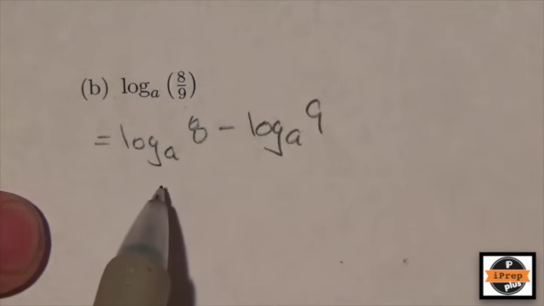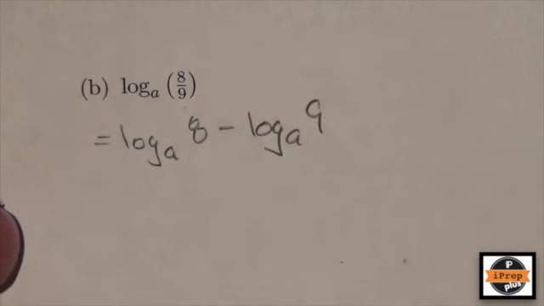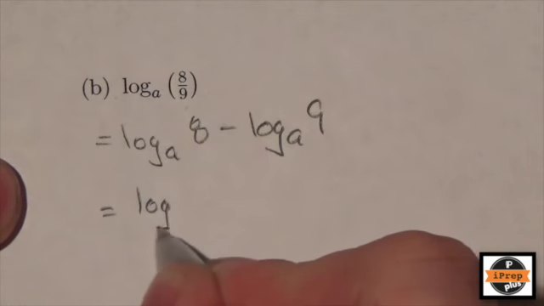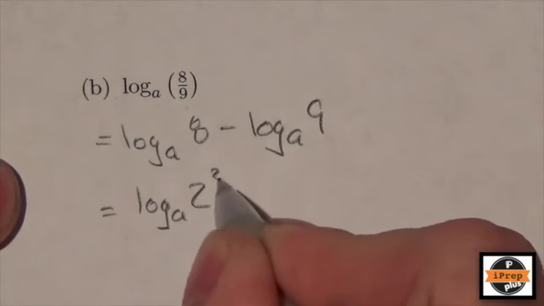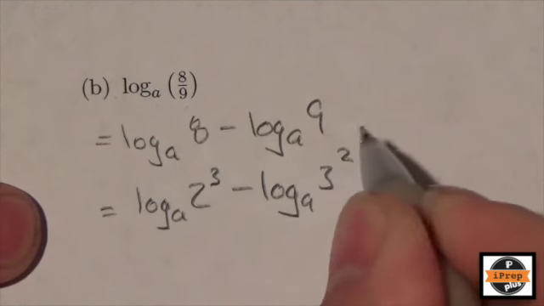So this will become the log base a of 8 minus the log base a of 9. Now, I'm still looking for those arguments, the 3 and the 2 here. Well, I can see right now that 8 is a power of 2. That's 2 cubed. And 9 is a power of 3. That's going to be 3 squared.